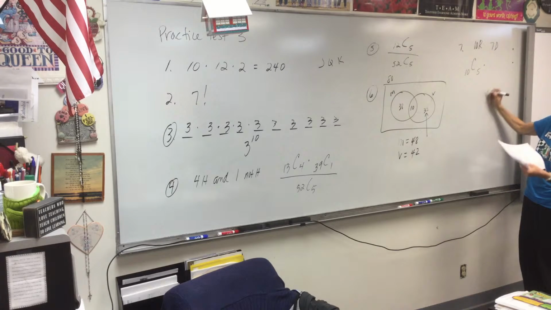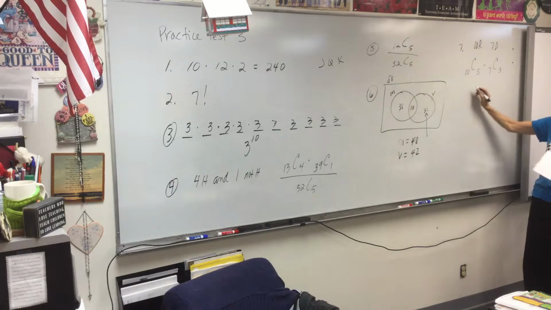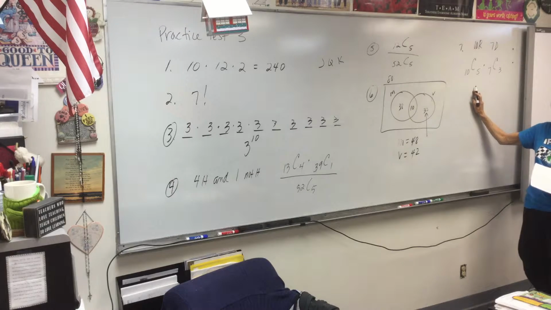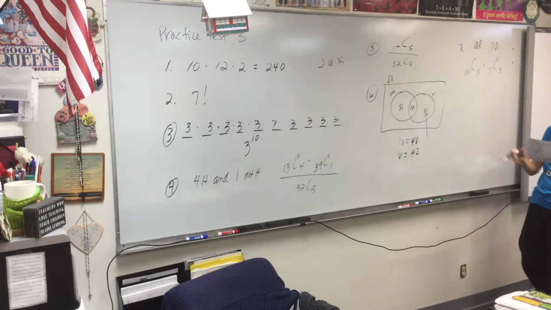And I am picking 3 Democrats. So 7C3, 7 Democrats total, picking 3 of them. And I'm going to multiply those because my committee has Republicans and Democrats.